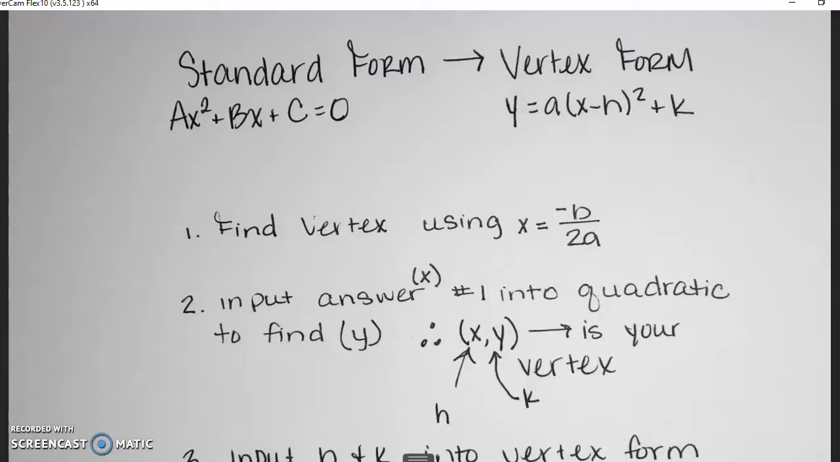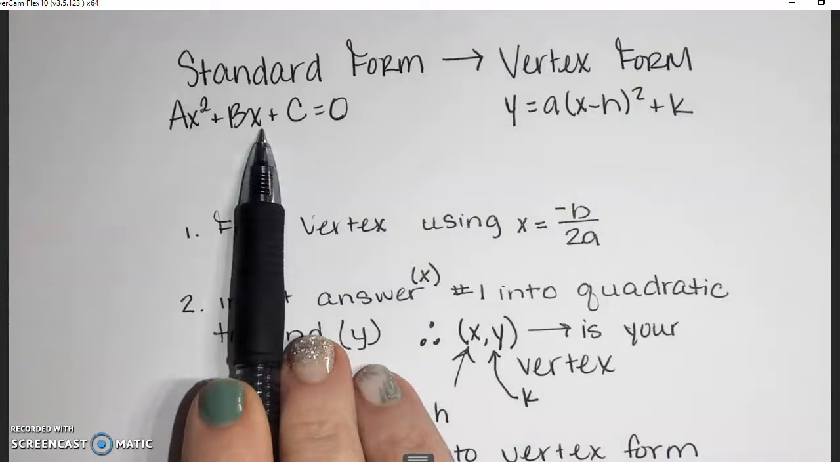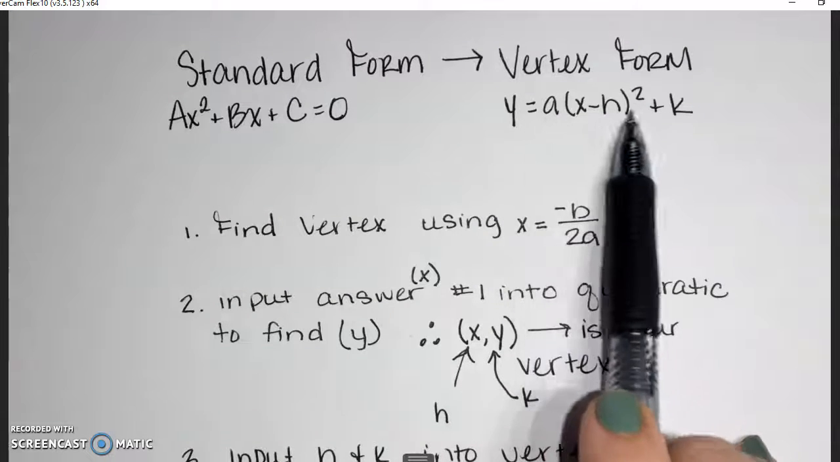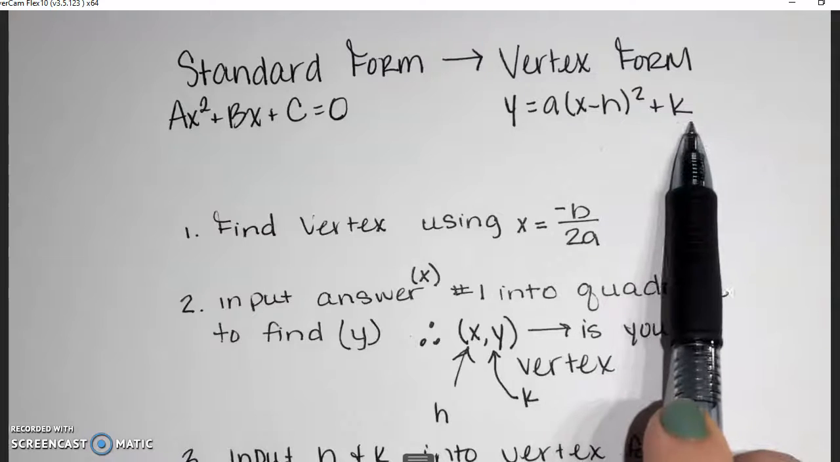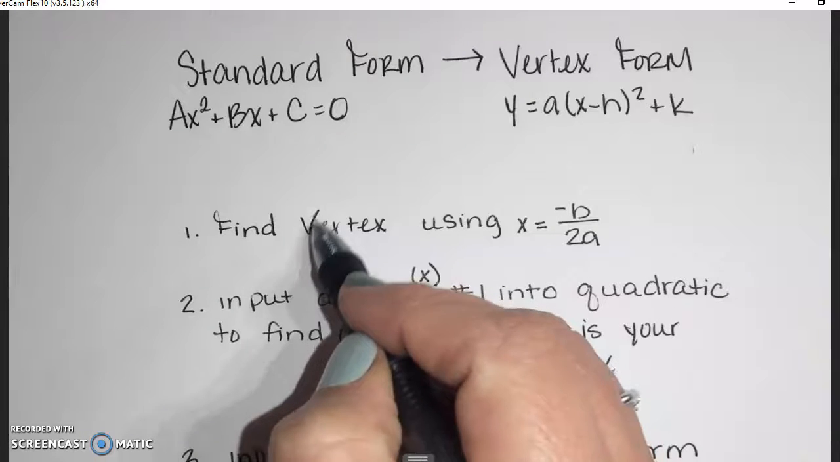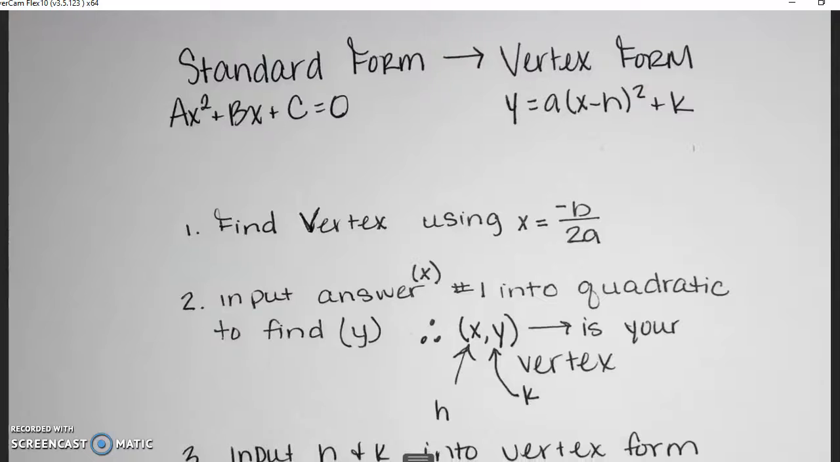All right, so today was a review. We have done standard form to vertex form, but I'm going to go through it with you again. So remember that standard form is ax squared plus bx plus c equals 0. Vertex form is y equals a times (x minus h) squared plus k, where h is the x of your vertex and k is the y of your vertex. So the first step is you want to find the vertex using x equals negative b over 2a. So we're going to find that x. If you need to pause this video at any time and write your notes, you can. I only have 15 minutes to get through this before it cuts me off.